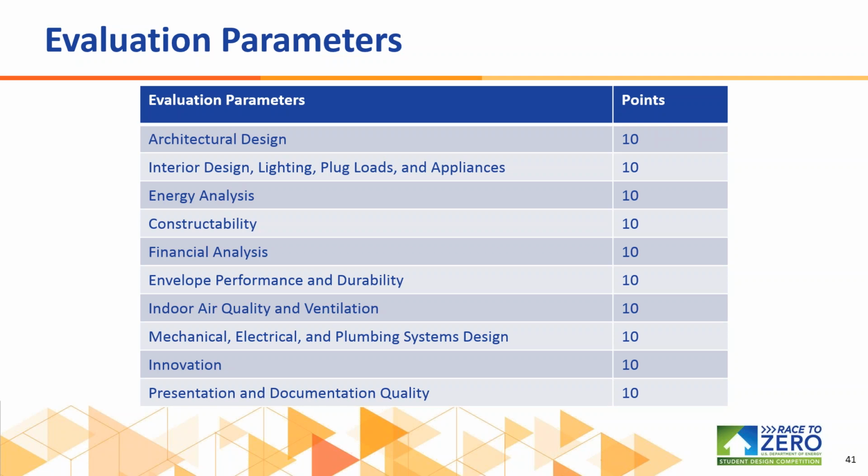Projects will be evaluated in the following parameters: architectural design, interior design, lighting, plug loads, and appliances, your energy analysis, your constructability, your financial analysis of your design, envelope performance and durability requirements, your indoor air quality and ventilation design, mechanical, electrical, and plumbing systems design, how you present and perceive innovation, and how good your presentation and documentation quality is. Detailed descriptions for each parameter are in the guide, along with other valuable resources for each of these evaluation parameters.